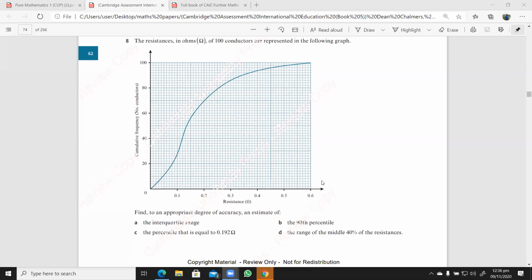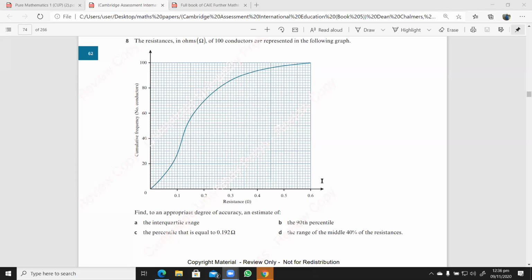So now we have to talk about the box and whisker plot and how to find the lower quartile, upper quartile, and the interquartile range and the percentiles from a given cumulative frequency curve. Now look at this question number 8 we have on page number 62. It says, find to an appropriate degree of accuracy an estimate of the interquartile range.